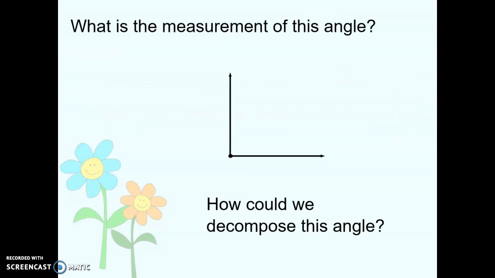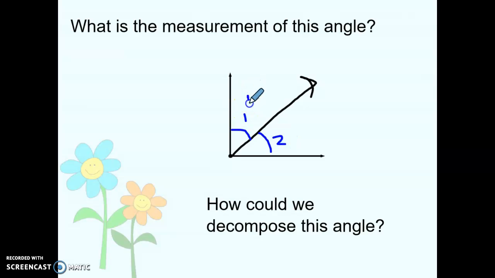Looking at this angle, this is one that we clearly know is a 90-degree angle, no question about it. But it says, how could we decompose this angle? Well, guys, we can decompose it in a lot of different ways. If this is a 90-degree angle, I can split it pretty evenly, which never happens. We label this angle, angle 1, and this angle, angle 2.